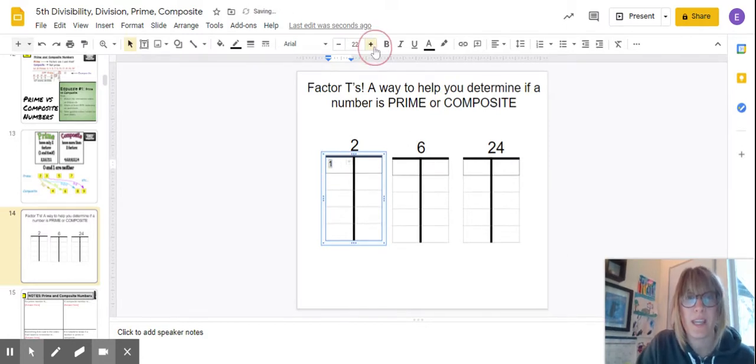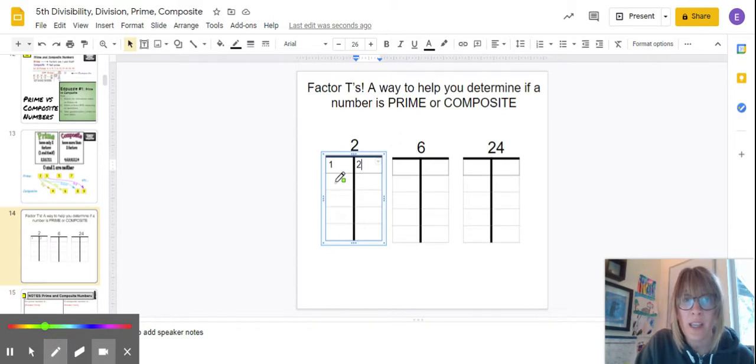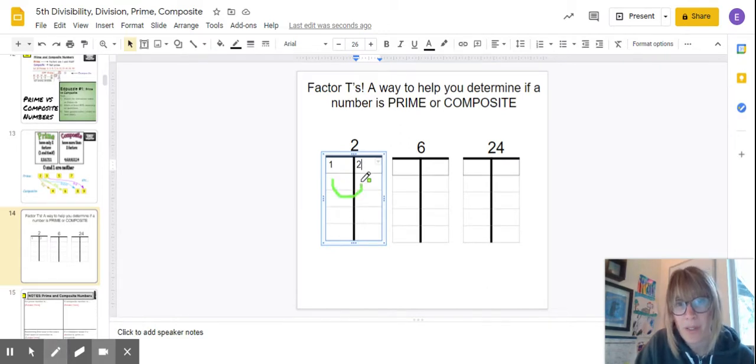I'm just going to make it bigger. And then we can always put the number itself in this second box. So we know that 1 times 2 hits our target, 2. In this case, we know we're done because I like to say we've hit our happy place.